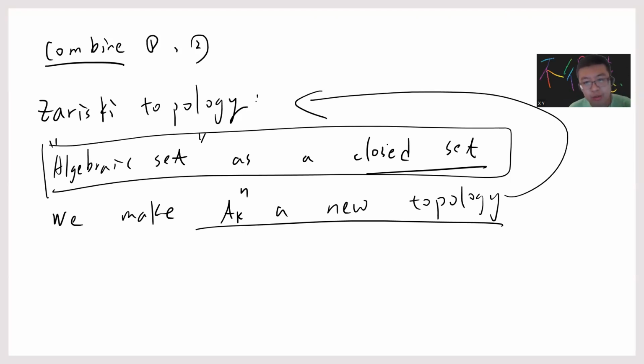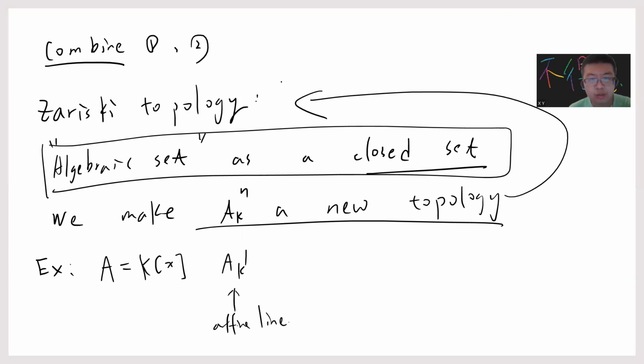And so the open sets will be the complements of algebraic sets. And you can check a very simple example. Basically, you can check that this A^n over K is now not Hausdorff based on this Zariski topology. Okay, so let's do a very simple example. If you take A to be K[x], so basically the affine line.